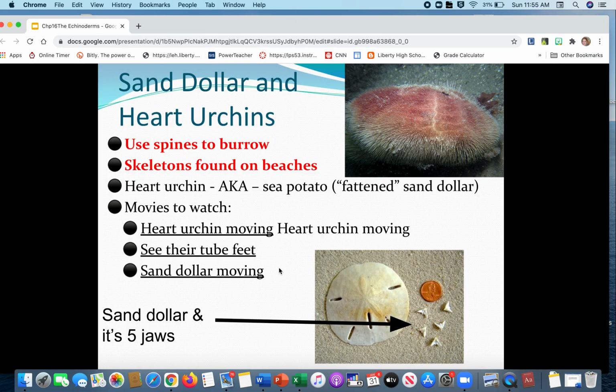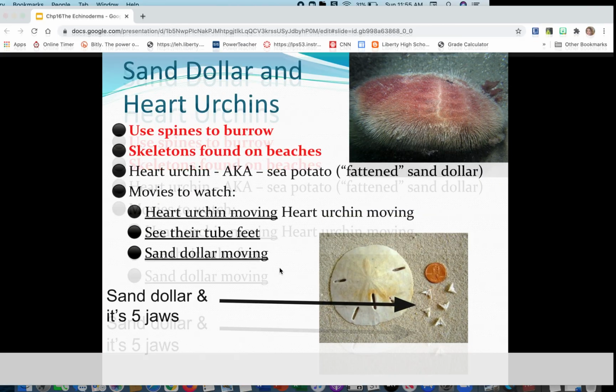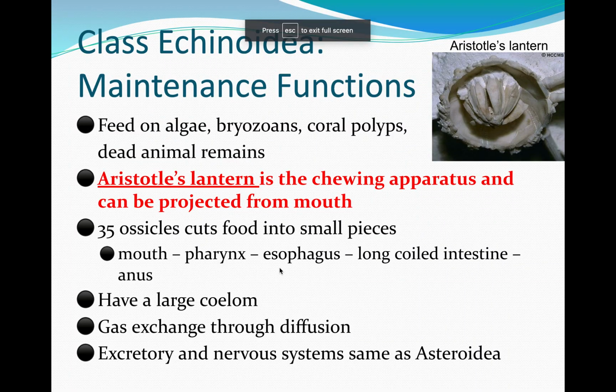Okay. So to sum up this class, here's the reason why sand dollars and sea urchins are both in the same class. And that is because they do have this thing called Aristotle's lantern. Both of them do. So let's get that definition down. It's the chewing apparatus that can be projected from the mouth.